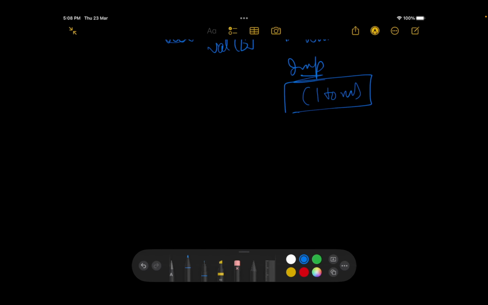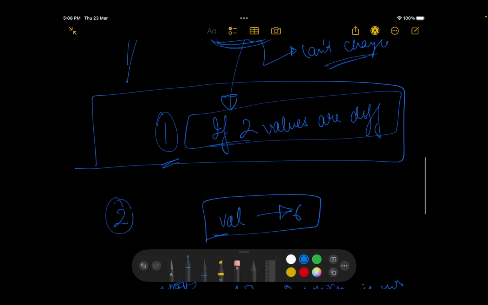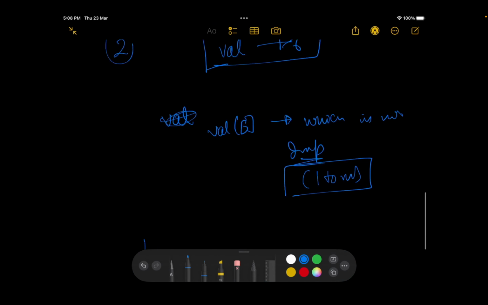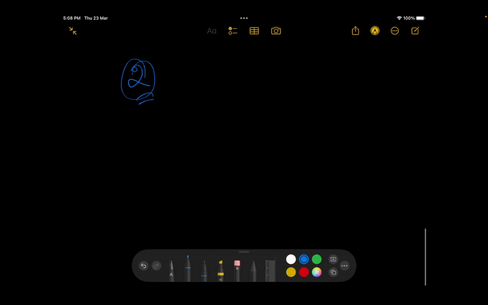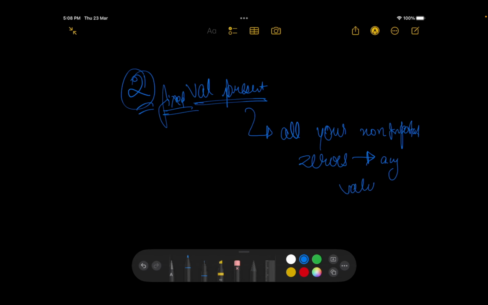What about the other nodes? The first condition we already did over here: the answer would be 0. The second condition is that some fixed value is present. In this case, all your non-important zeros can be filled by any value. So fill any value over here.